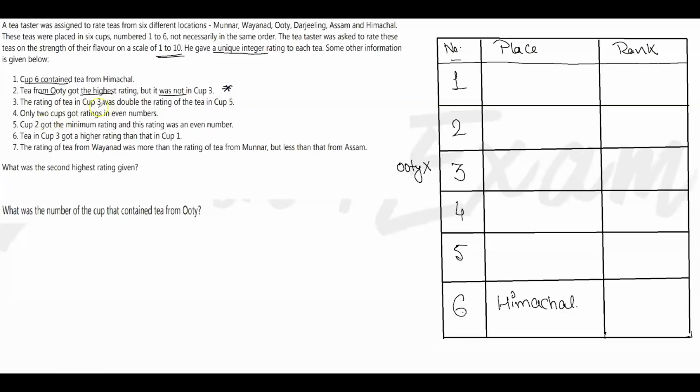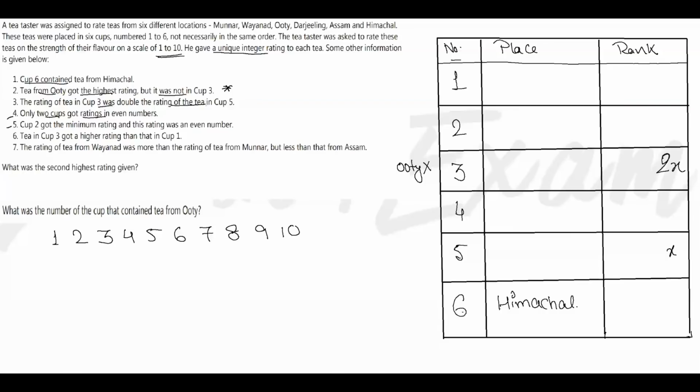The rating in cup 3 was double the rating in cup 5. Okay, so if the rating in cup 5 is equal to X, the rating in cup 3 would be equal to 2X. Only 2 cups got ratings in even numbers. Okay, so what are the ratings that I can allot to the cups? I have 1, 2, 3, 4, 5, 6, 7, 8, 9, and 10. Now, point 4 and point 5. Point 5 says that cup 2 got a minimum rating and this rating was an even number.